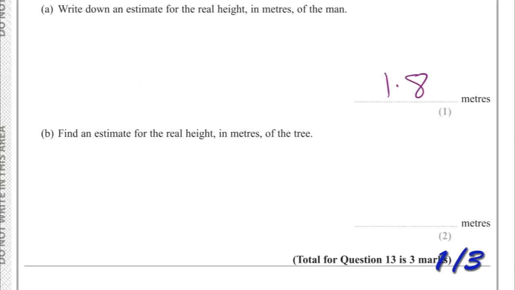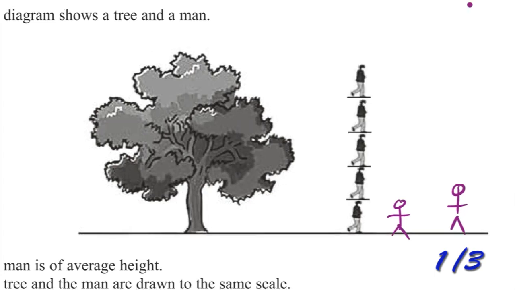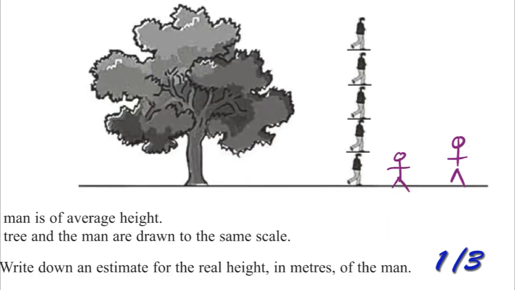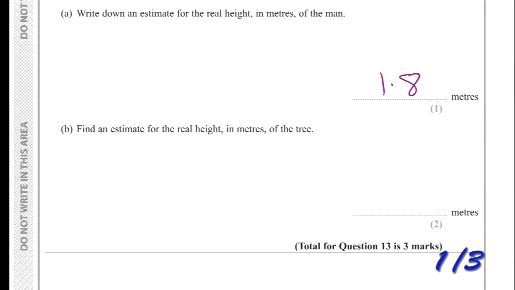Now for part B, they want you to find an estimate for the real height in meters of the tree. So we need to use our number to estimate how high this tree is. What we need to do is figure out how many of our man equal the height of this tree. You could use a ruler to measure the man and measure the tree, but with the magic of technology, I can show you that this tree is about 5 of these men. So, as we wrote down earlier, the height of our man was 1.8 meters. We need to find an estimate by saying it is 5 lots of 1.8.